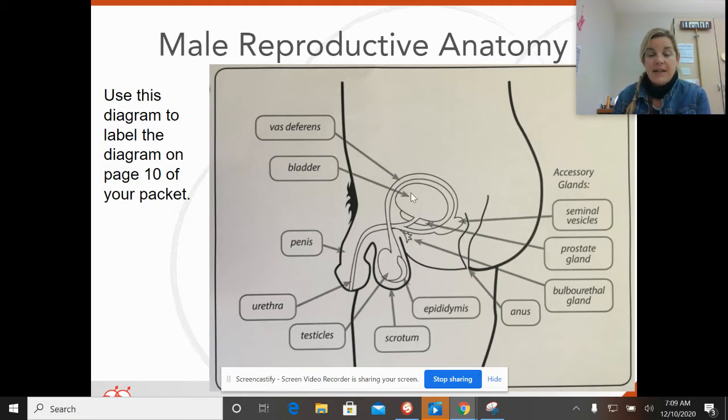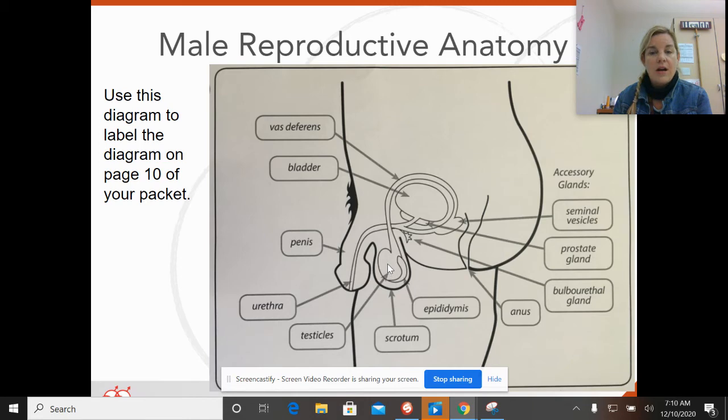And you can see the bladder is also connected to the urethra, right? So just like with females, the urethra is how urine leaves the body. But you can also see these accessory glands are also kind of coming into play right around here and head out through the urethra as well. So there's a valve up here at the base of the top of the urethra that prevents urine from mixing with semen.